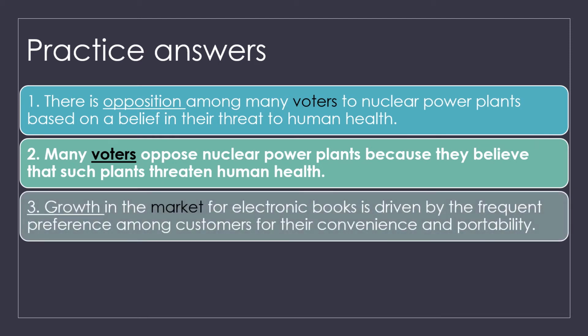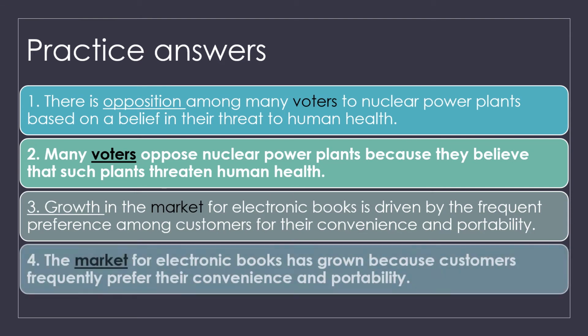In number 3, our subject is growth and our main character is market. In this case, our main character is working as the object of a prepositional phrase. And lastly, in number 4, both our subject and main character is the market. So, how'd you do? Did you get as many right as you thought you would?